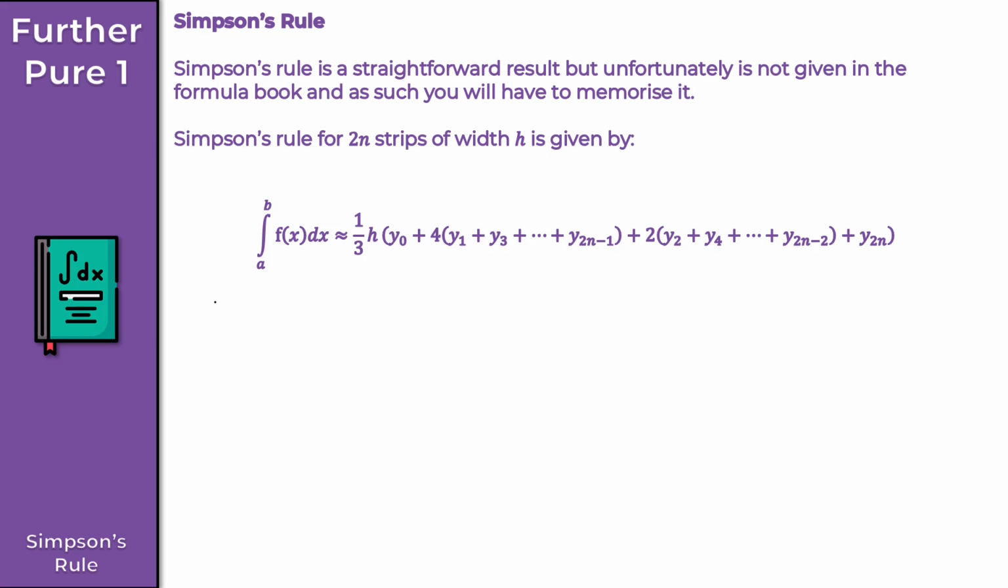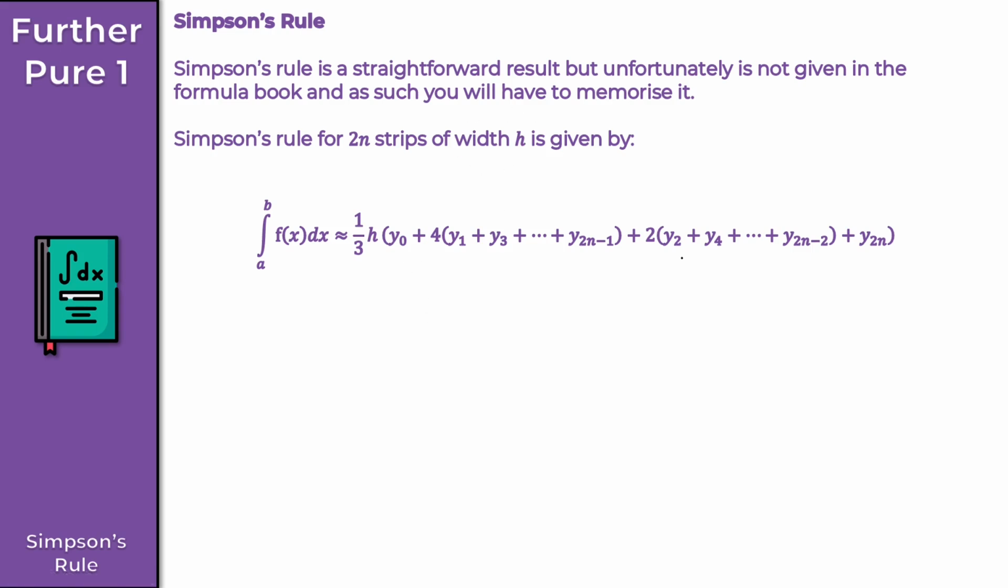So as we can see then, at first glance this might look a little bit messy, but truthfully, it's not too bad. What I've got here is the integral of f of x with respect to x from a to b, just as we saw on the previous page. For Simpson's rule, this is given by the following. It will be approximately 1 over 3 times h. Don't forget, h is just the width of each strip.